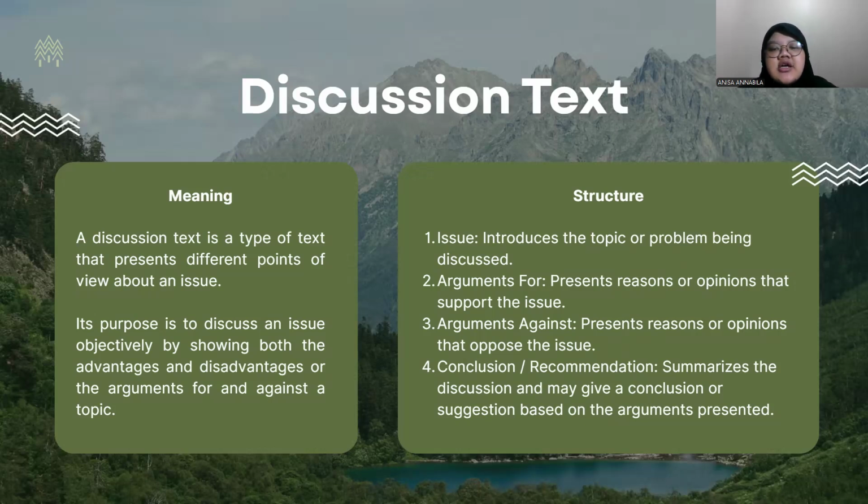Next, the structure. First is issue: introduce the topic or problem being discussed. Second, arguments for, or the pros: present reasons or opinions that support the issue. Third, arguments against, or the cons: present reasons or opinions that oppose the issue. The last is conclusion or recommendation: summarize the discussion and may give a conclusion or suggestion based on the arguments presented. Okay, there are four structures in discussion text.